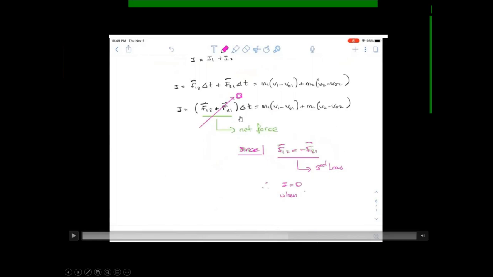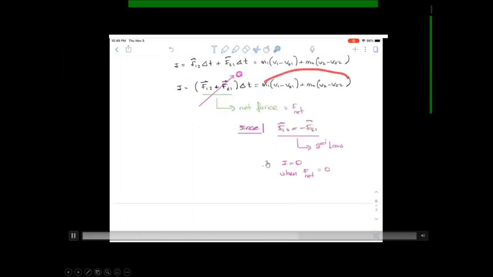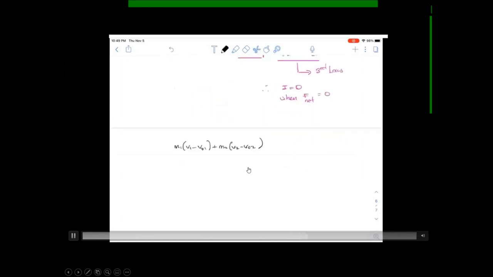So what that means, the total impulse of any isolated system will be zero, which means that the net change of momentum of an isolated system is gonna be zero. So isolated systems will always conserve momentum. So whatever the change of momentum of the first mass is, can be equal to the change in momentum of the second mass. That's what it means.